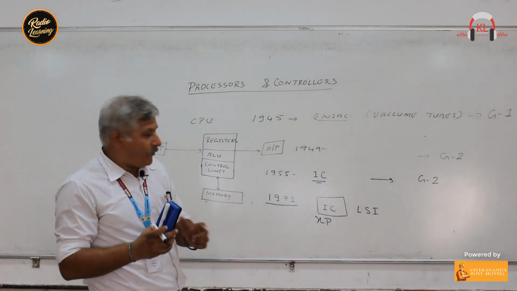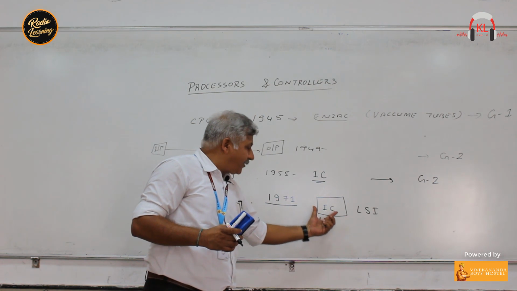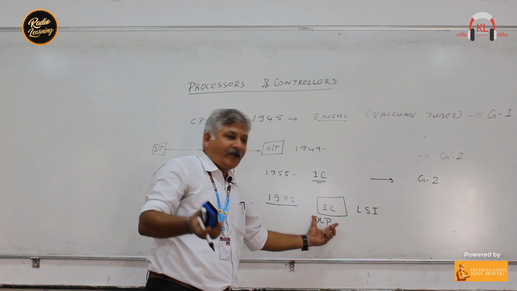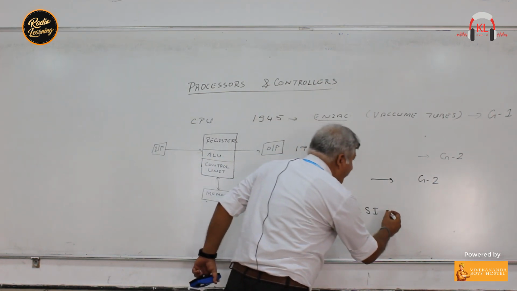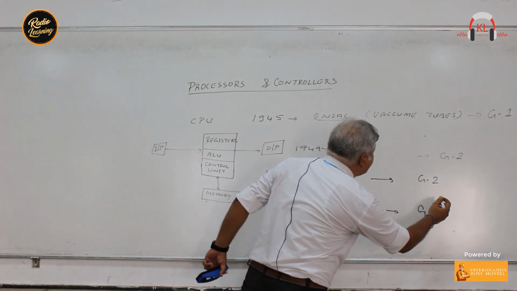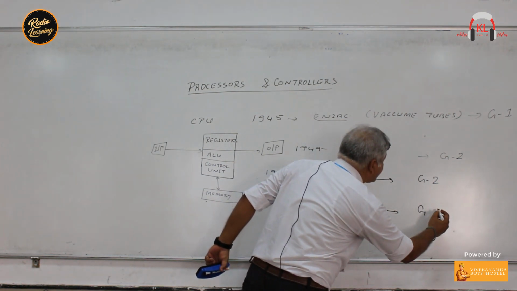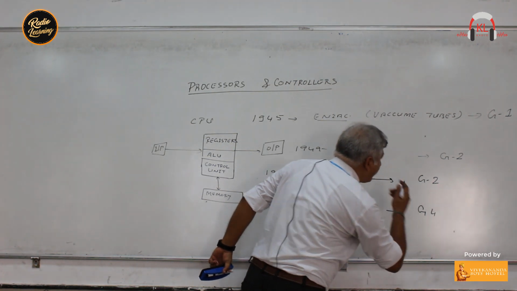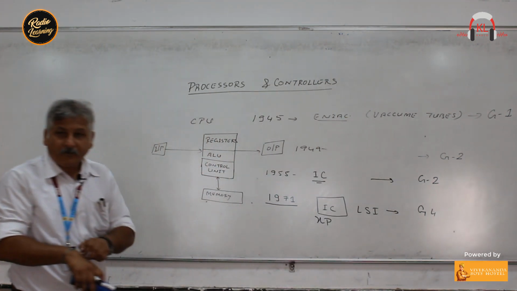And the computer which was using this microprocessor as its central processing unit comes in the category of generation 4 computers, right?